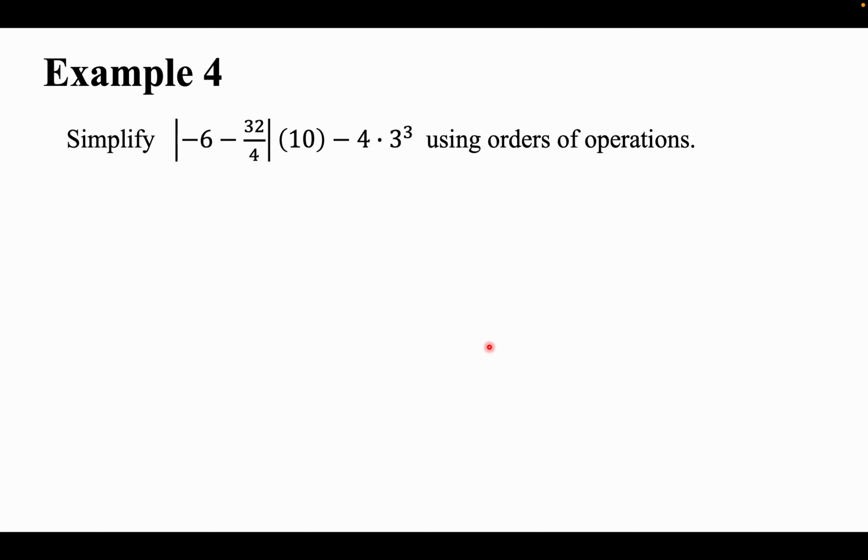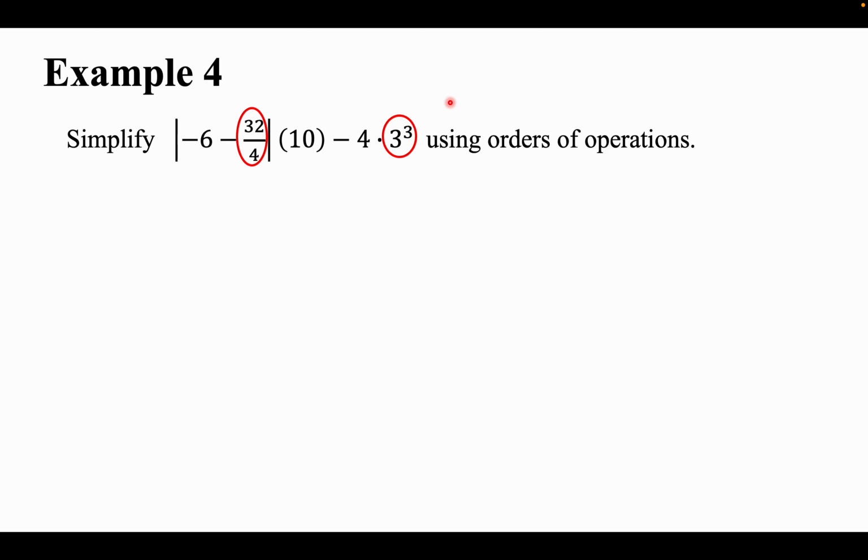Example 4, we have an absolute value, division, exponent, multiplication, and subtraction. Remember, absolute values fall within the parentheses. They're the same thing as parentheses. So if I look at what's inside the absolute value, I have a division. That is, I need to simplify this number first. And then, of course, we're going to take care of that up to the third power as well.